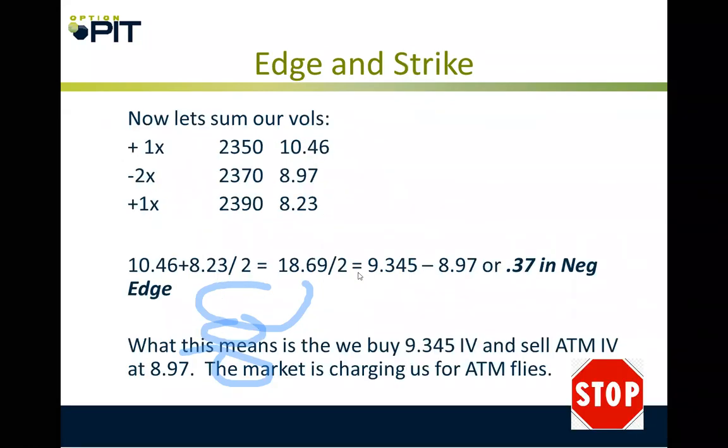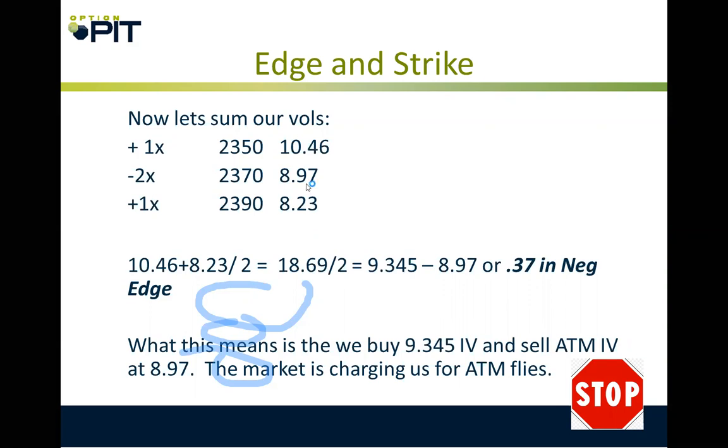Okay. So if I do a standard calculation here, if I buy one contract here and I buy one contract here and I sell two contracts there, I'm just weighting the prices and getting an average here. So I'm spending more vol than I'm selling, right? So I've got 1046 plus 823. I divide by 2, that's 1869, right? And I divide by 2, that's 934. 934 is more than 897. So these wings, when you average the price of the wings out, it's more than the internal.